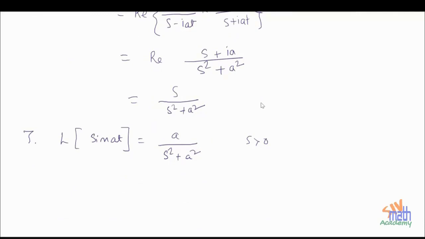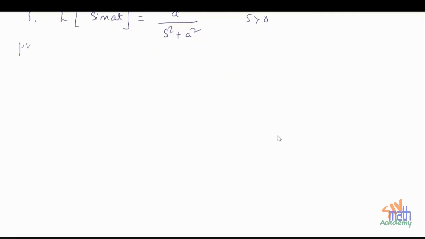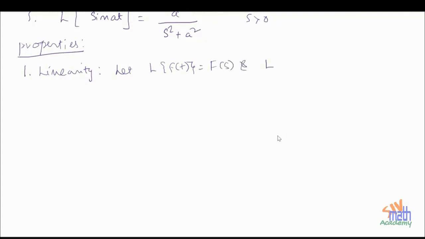So the only thing I would like to tell about this particular topic is that if I just jump onto the properties, first of all, the first property is the linearity property. So what we do is, let us assume L of f of t is equal to F of s, and L of g of t is equal to G of s.